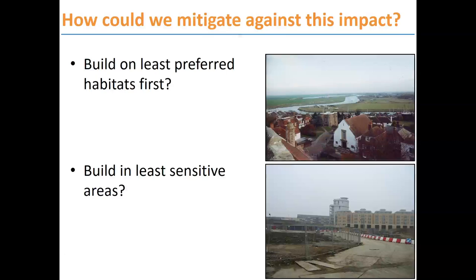So we looked at how we could mitigate against this impact. We tried two different mitigation scenarios. So in the first one, we skewed the building towards building on the least preferred habitats first for each species. So these habitats would be reduced in preference to the preferred habitats. And in the second mitigation strategy, we ignored the council's proposed areas for planning completely and just sited the houses in areas that we thought would be least sensitive. So these were the areas that didn't have many bat species, or they had bat species that weren't very bothered by urban building. This is pretty unrealistic, as you wouldn't actually be able to do this very often, but it gives you an idea of what might be possible.